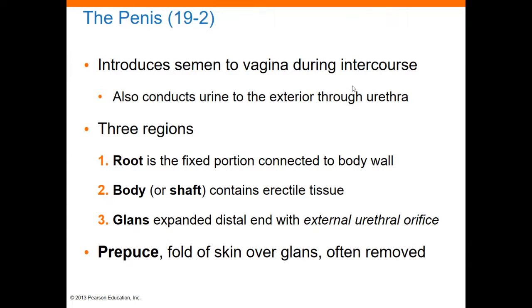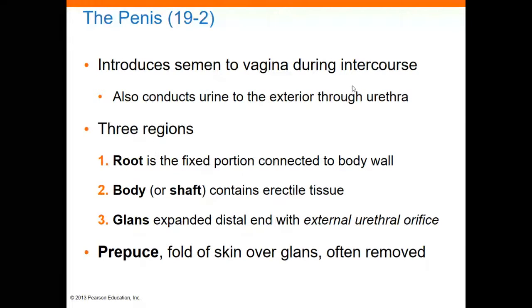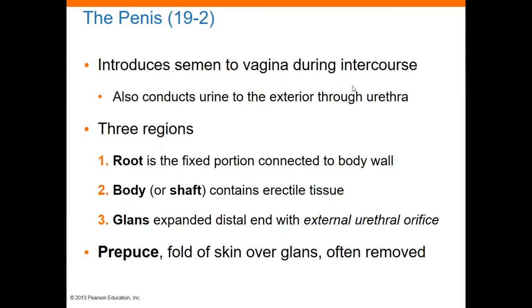So if we take a look at the external genitalia, when we see the male external genitalia, we have the scrotum, which contains the testes, but also the penis. The penis has a dual purpose of being a part of the urinary tract, essentially because of the urethra, but also being able to introduce semen into the vagina during sexual intercourse.